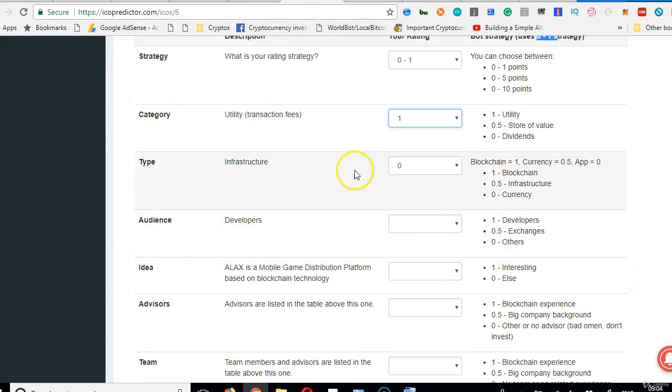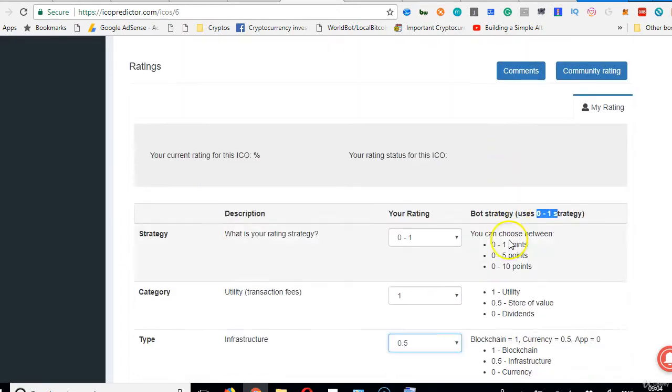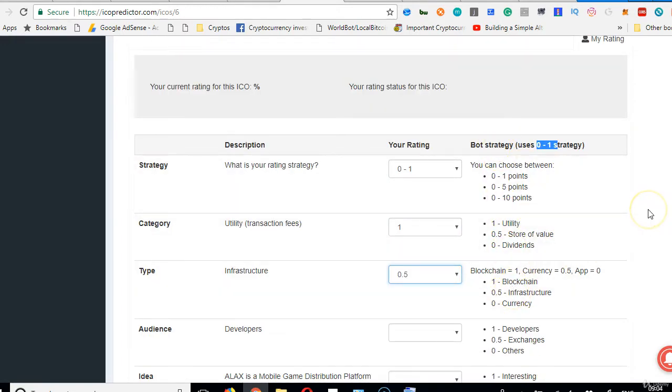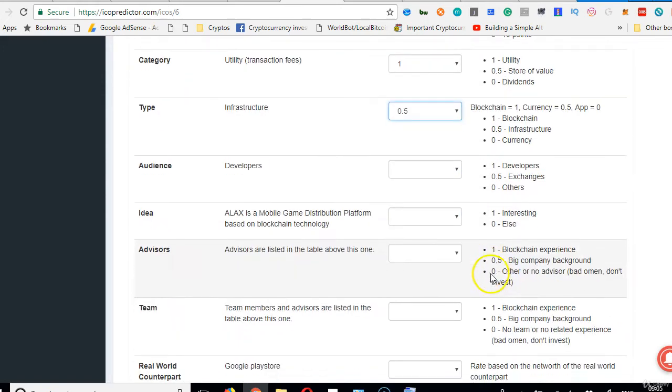And then type. What is the type? They said if it's infrastructure, you give it 0.5. If it's a blockchain, you give it 1. And if it's currency, you give it 0. So in this case, I'm giving it 0.5 because it's infrastructure. Now all this advice here is based on studying a whole lot of successful ICOs. So for us to build this platform, we have to study lots and lots of successful ICOs and see what worked for them. You understand? So this advice is well informed.